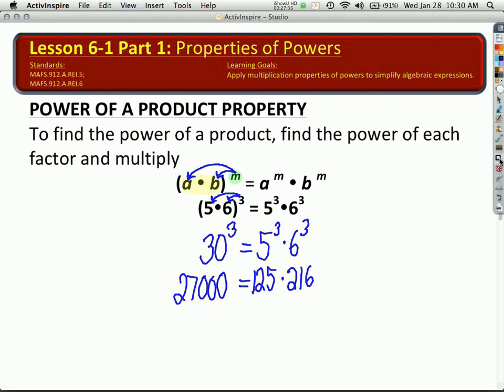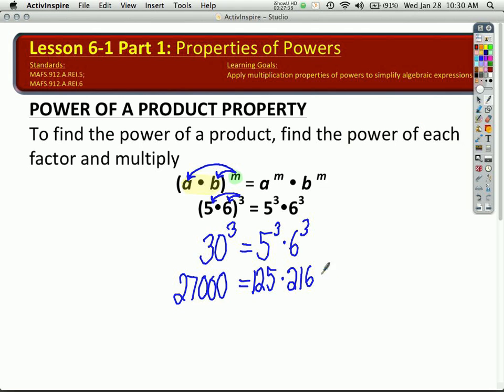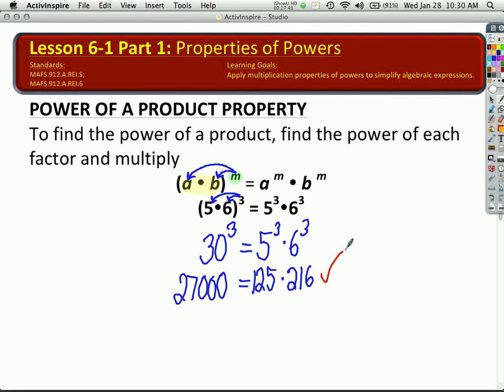So we have proven that it works by this statement right here. So we can see that no matter how you write it, if you write it like this, then it will equal this value. If you write it like this, it equals this value. So we've proven that it works. So power of a product, you take the power, the exponent, and apply it to each of the factors. Does anyone have any questions?